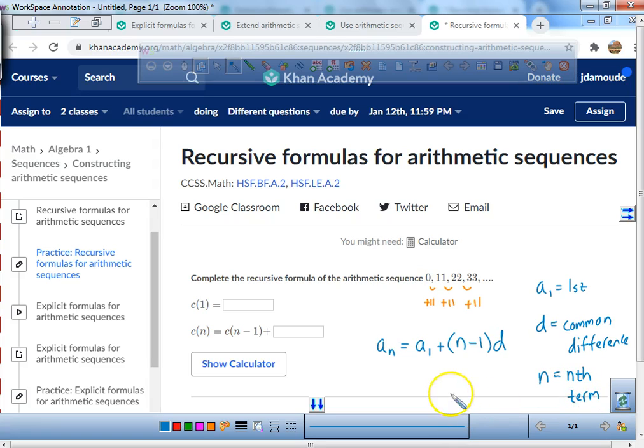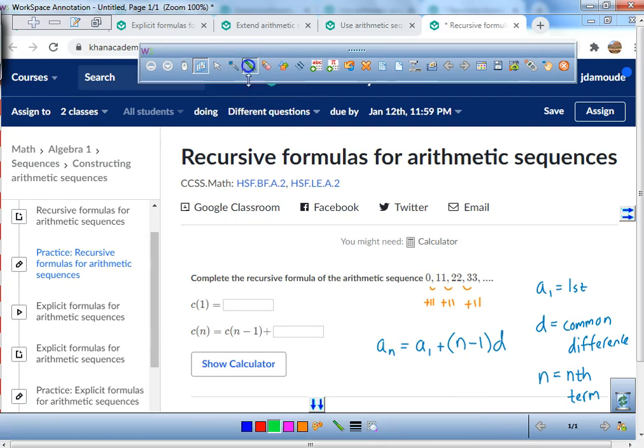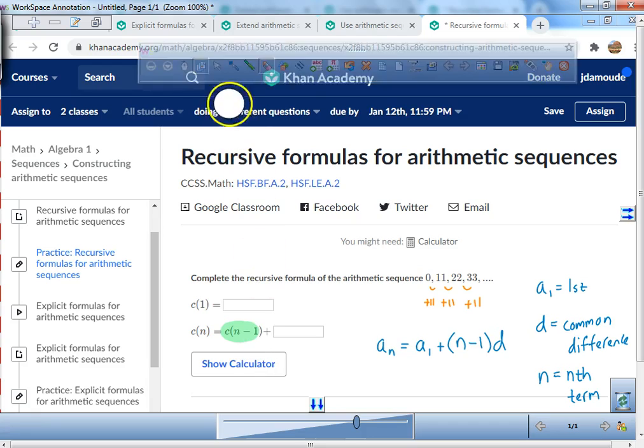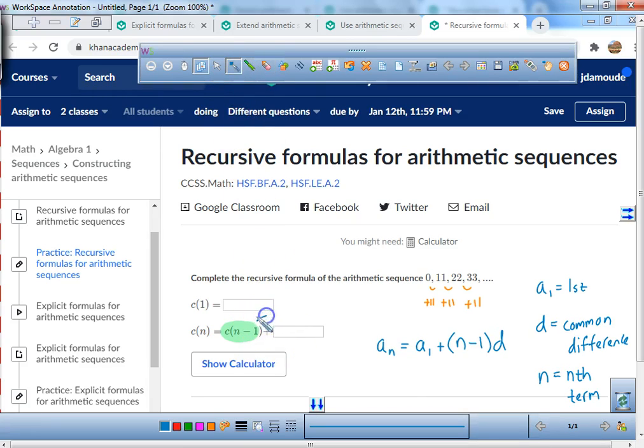Something you might be confused about is whenever you see parentheses n minus 1. This always just means your previous term. So whenever you see this, just think previous term.